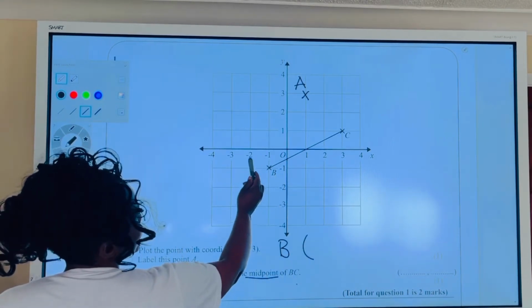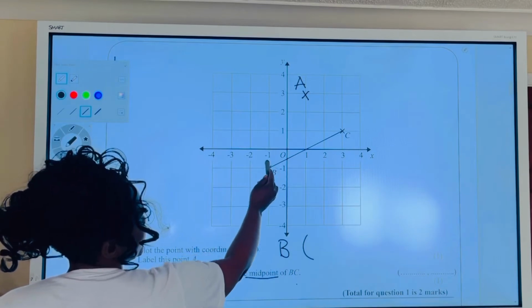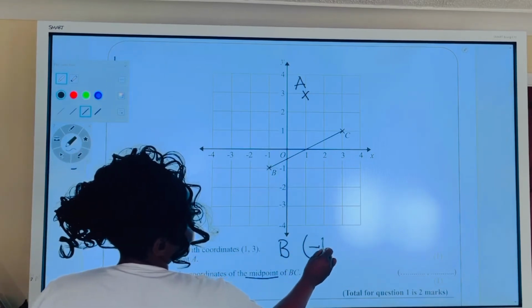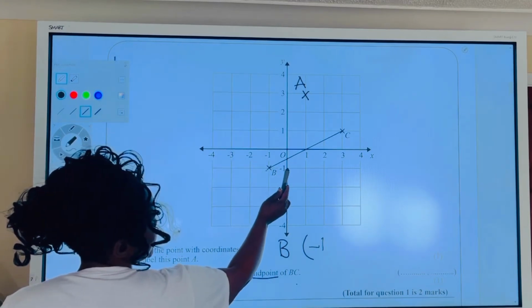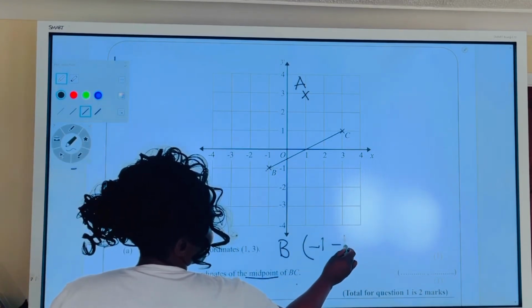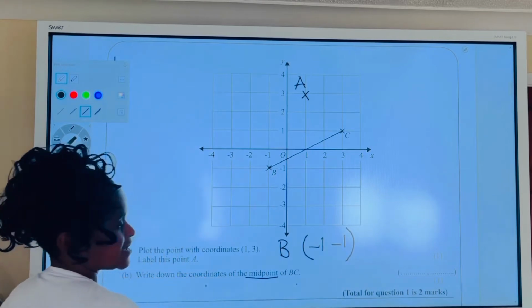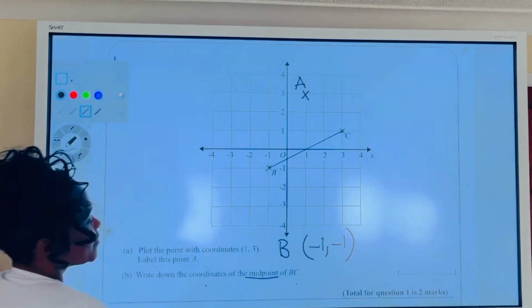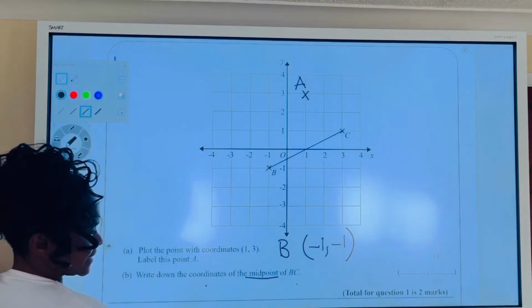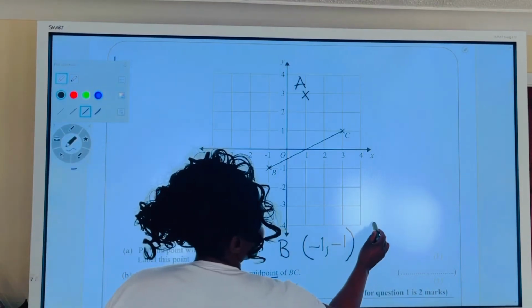along the corridor, which is x-axis, is on -1. And then up or down the stairs, the B is on -1. So it is -1, -1. Okay, we'll put the comma there. Now let's find the coordinates for C. Okay, I'll just find them on front there.